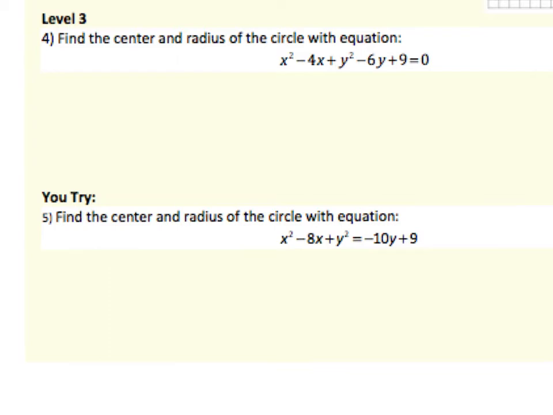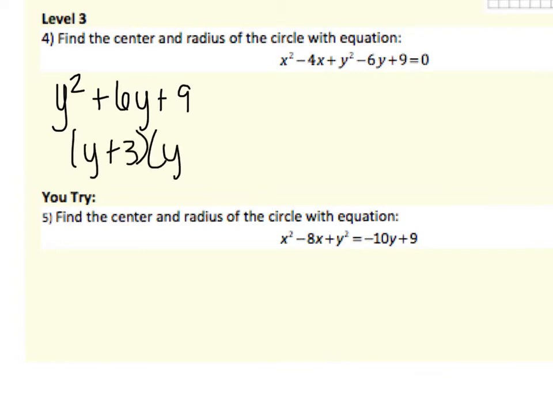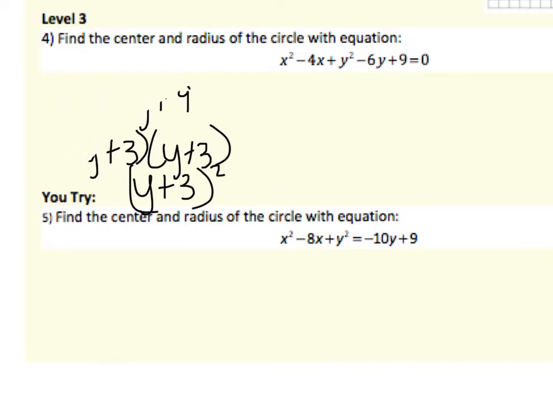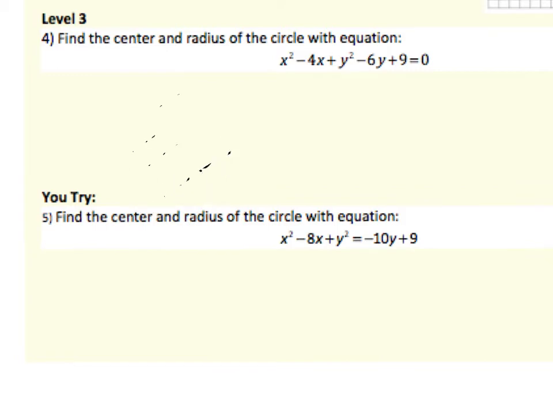Remember back in algebra, when we were factoring, when we had something like y squared plus 6y plus 9, and we factored it saying y plus 3 and y plus 3, and we could write that as y plus 3 squared. That's called a perfect square trinomial, and that's what we're trying to create within our x groups and our y groups. I'll take you through that here, and then you can try one on your own. So in number 4, we have x squared minus 4x plus y squared minus 6y plus 9.